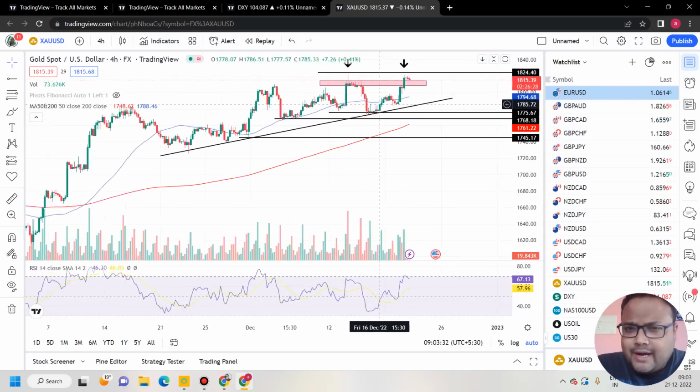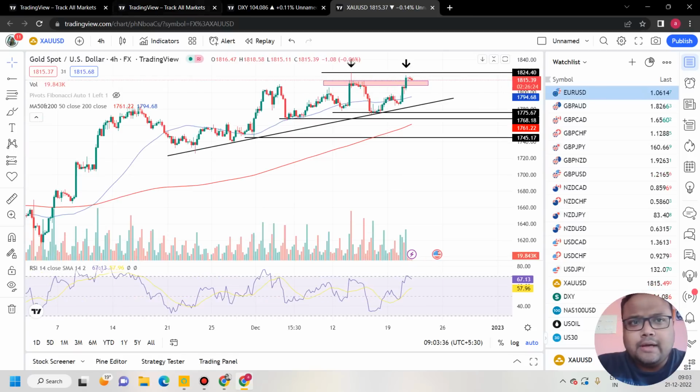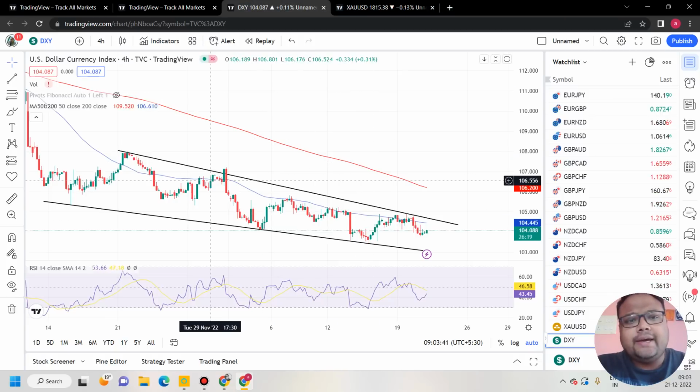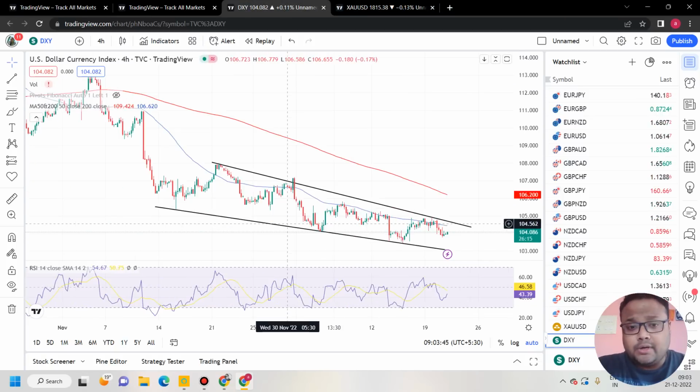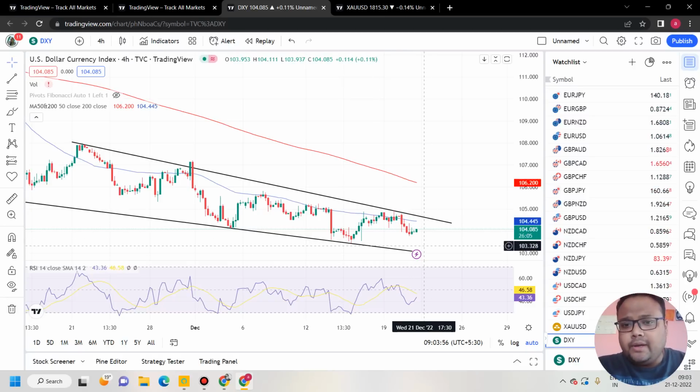Right now, gold is trading at the 1815 level. This is the current market price of gold. And if you look at the chart of DXY, then as per our expectation, DXY is still trading under this wedge only. And I don't think the market will go for a big trend reversal before or after Christmas. So there's a good possibility that the market will try to remain within this range only.